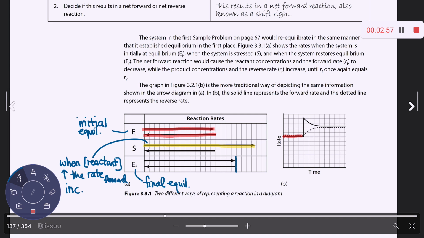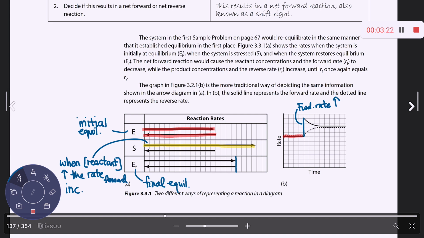All right, so here is what happened. This spike right here is your forward rate increasing suddenly when you added reactant, okay? And then it leveled off and it met the reverse rate as the reverse rate climbed as well, okay?